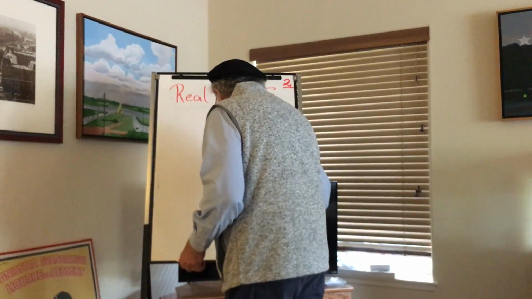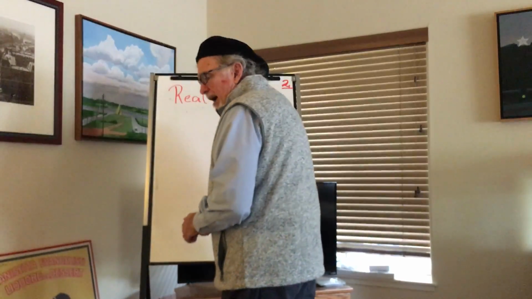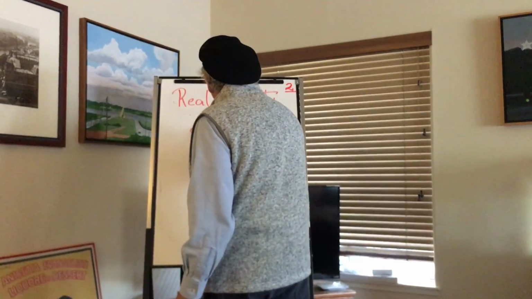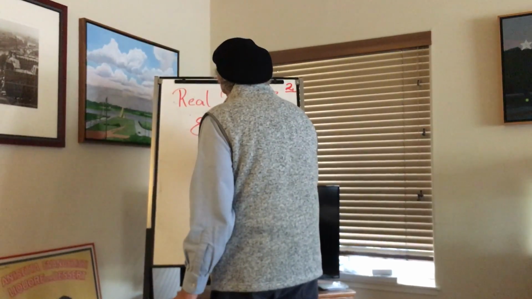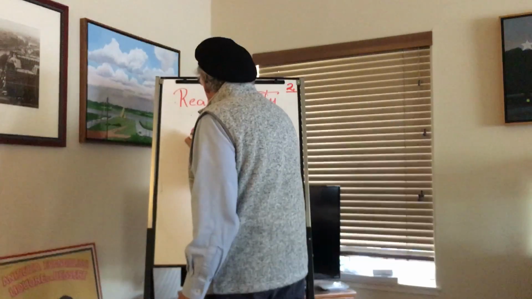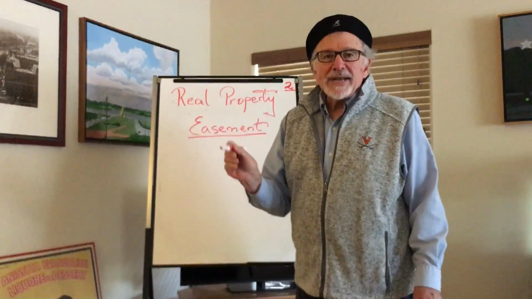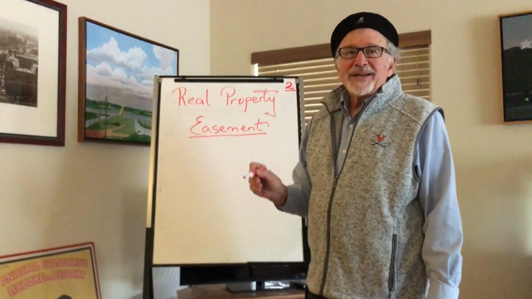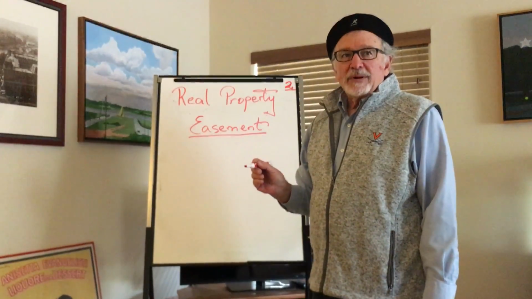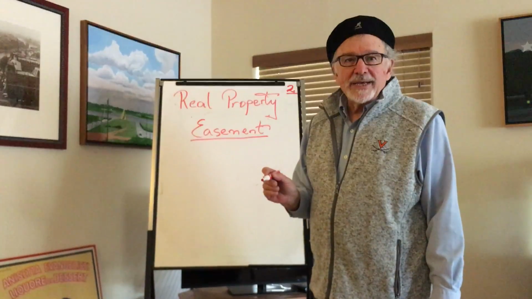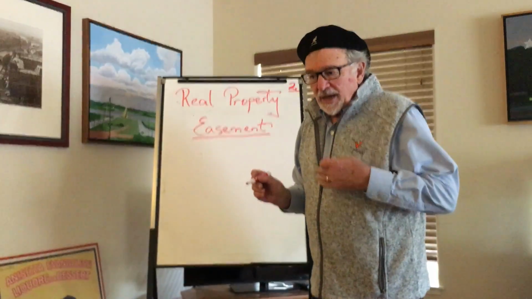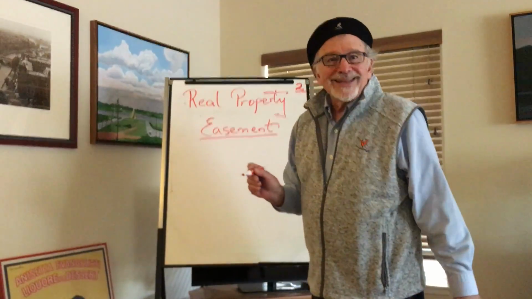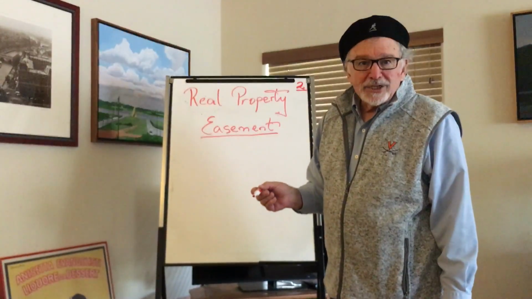Another type of right to property is called an easement. An easement is a right to go over somebody else's property for a particular purpose. For example, a very common easement is a driveway easement. It's an easement from the street through somebody else's property to get to your property so you can get in and out. That's an easement.